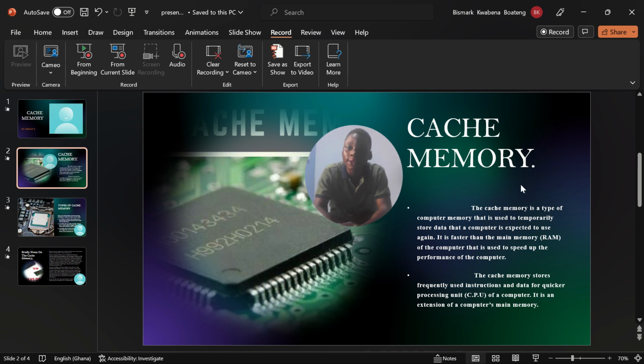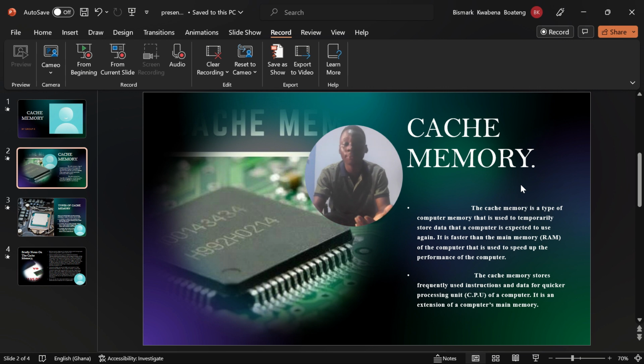The cache memory is a type of computer memory that is used to temporarily store data that a computer is expected to use again. So, it's a form of volatile memory. When we say something is volatile, it's not permanent, it's temporal. If memory is volatile, that means the memory stores data temporarily.